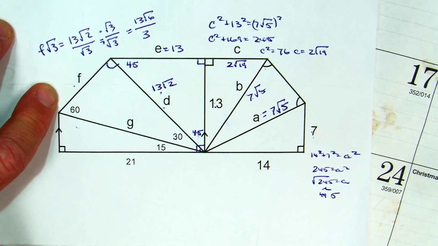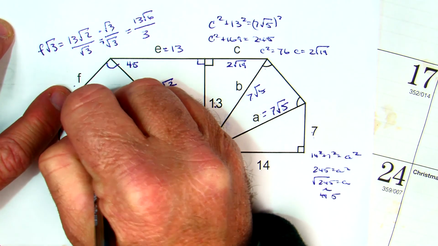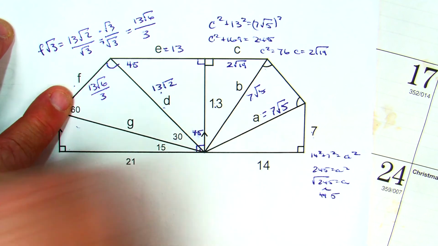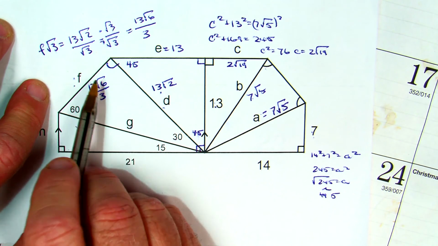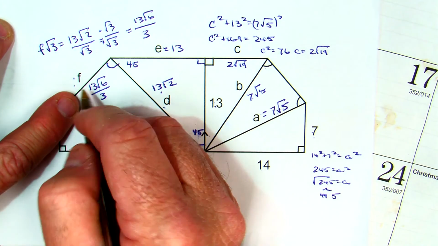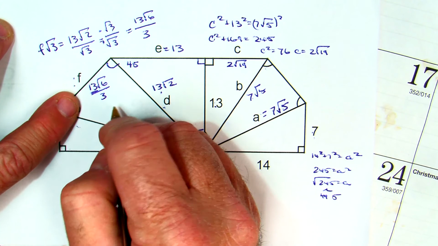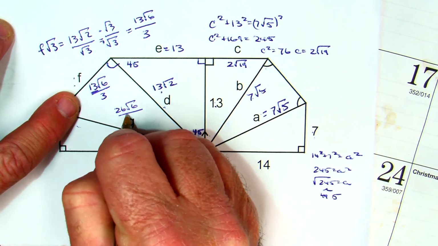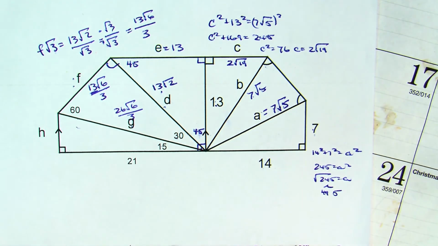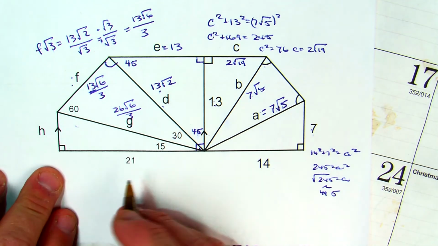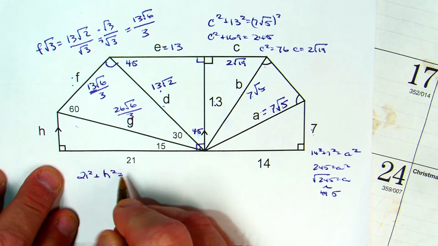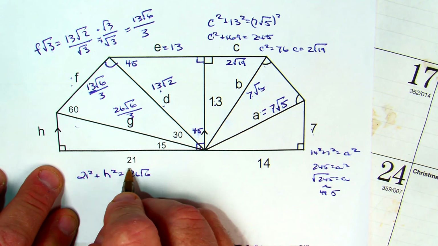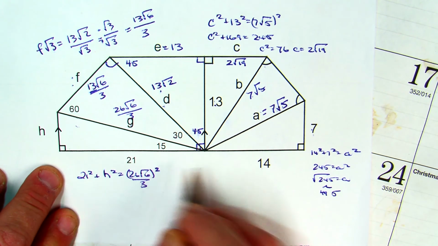Alright? So F is 13 root 6 over 3. The hypotenuse of a 30, 60, 90 is double the leg. When you're doubling a radical expression, the easiest way to do it is to double the outside number. If I double 13, I get 26, so I've got 26 root 6 over 3. Alright, now to get H, I've got the Pythagorean theorem again. So 21 squared plus H squared equals 26 root 6 over 3 squared.